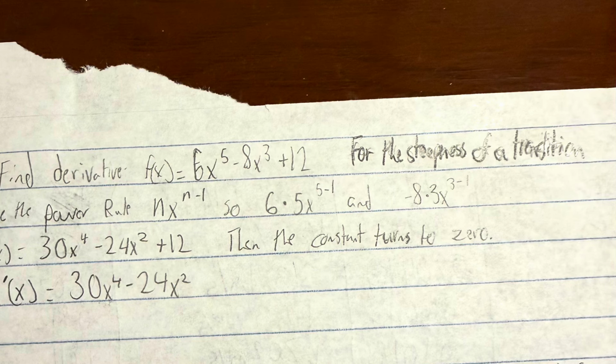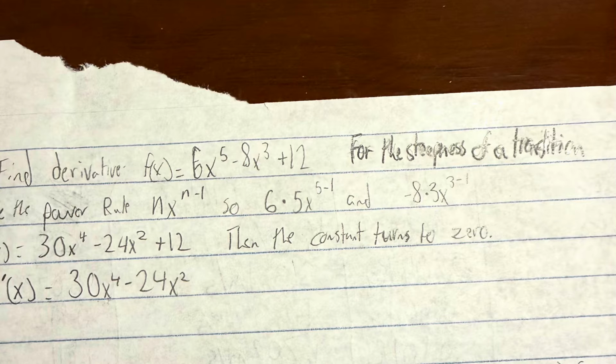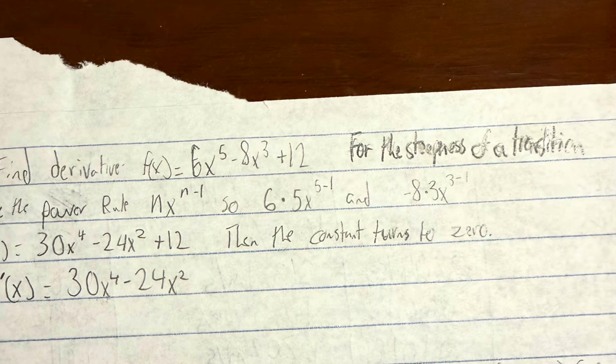And then there's that constant of plus 12, and to find the derivative of a constant, you just turn it to 0. So that's how you solve problem 1.